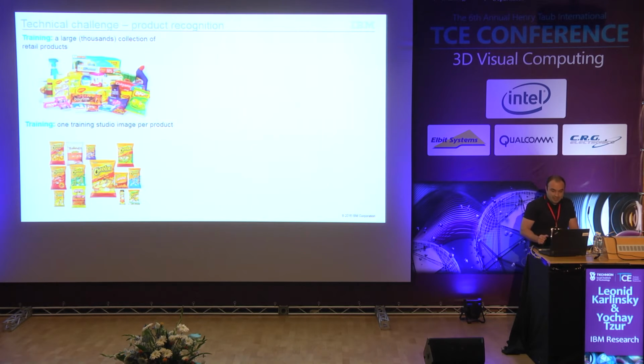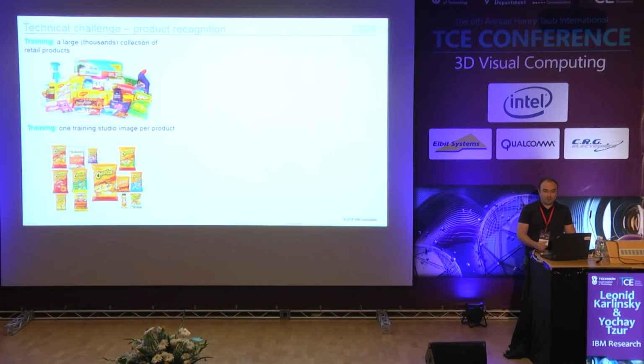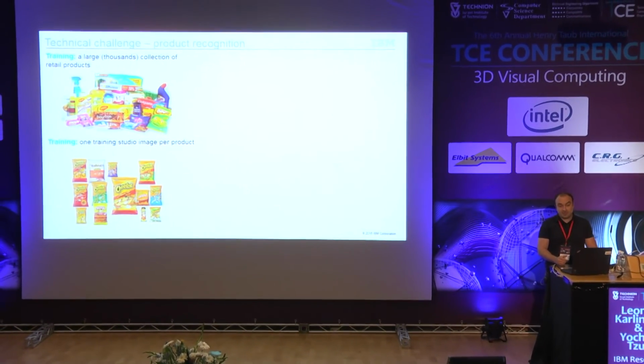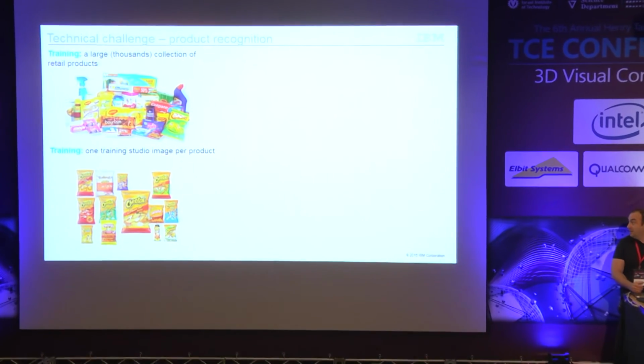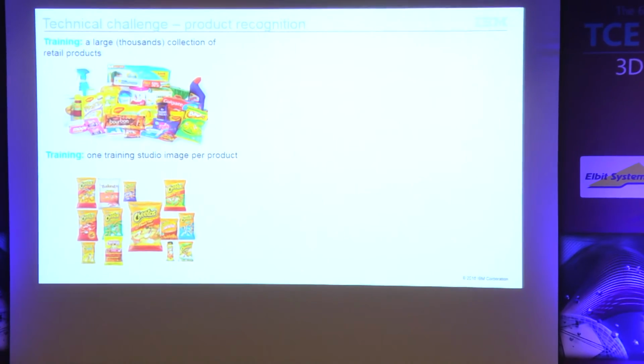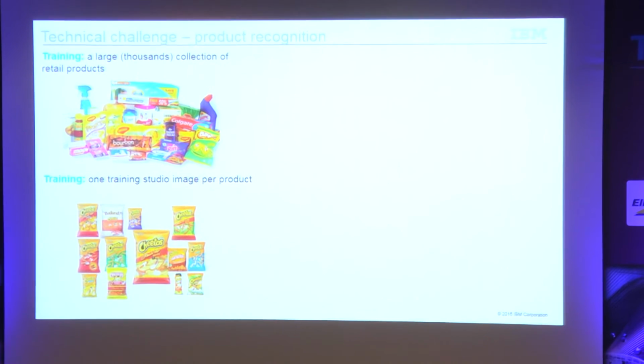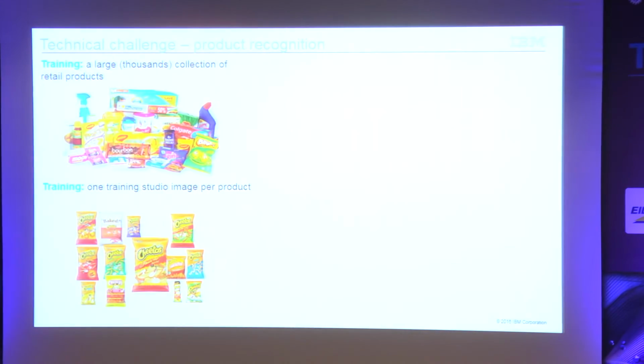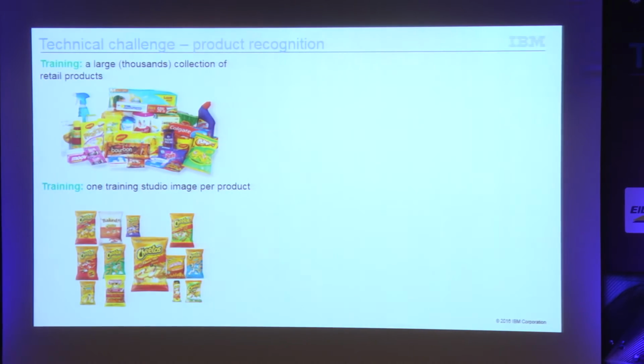So having this motivation, let's go into some more technical details. I already introduced the technical challenge of product recognition with potentially thousands of objects needed to be recognized simultaneously, and very limited training based on quite unrealistic studio images taken in ideal conditions with some ideal lighting, which you, of course, naturally don't observe in the images of the shelves that you take.